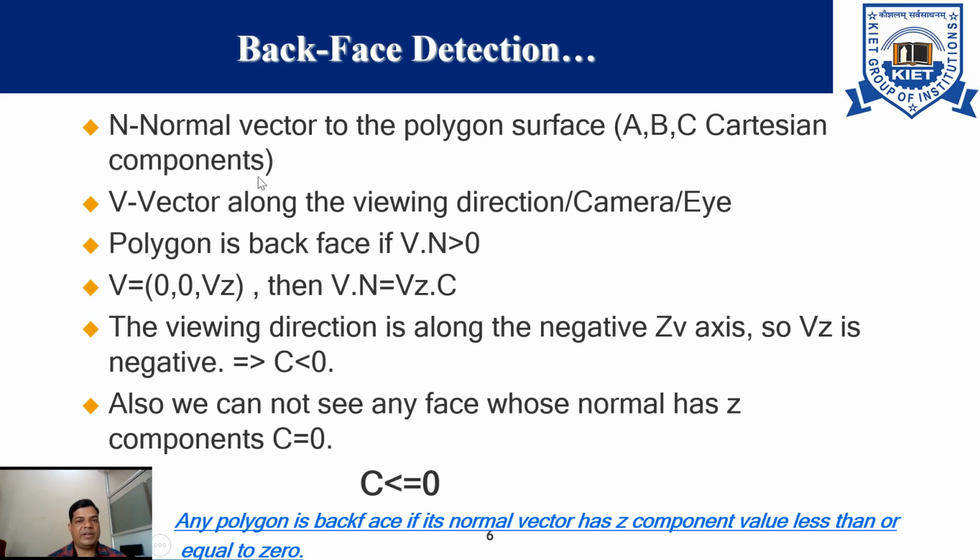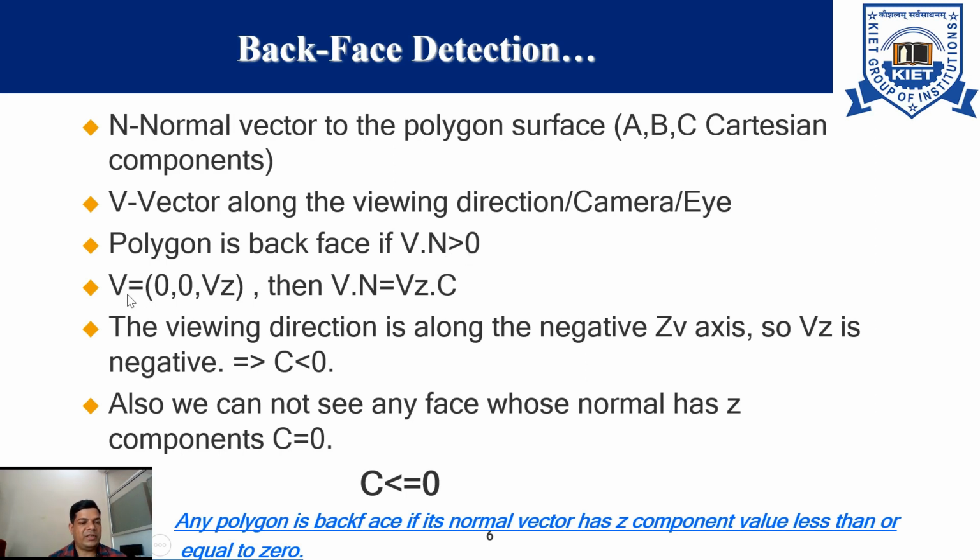Here we are taking a normal vector, capital N. Capital N is the normal vector to the polygon surface, and A, B, C are the Cartesian components of that vector. Vector V is the vector along the viewing direction, that is along the direction of the camera or eye. We can say that any face of a polygon is backfacing if the dot product V dot N is more than 0, because V dot N equals modulus V modulus N into cos theta. Here the angle is 0, so cos 0 is 1, so the value of V dot N is more than 0.